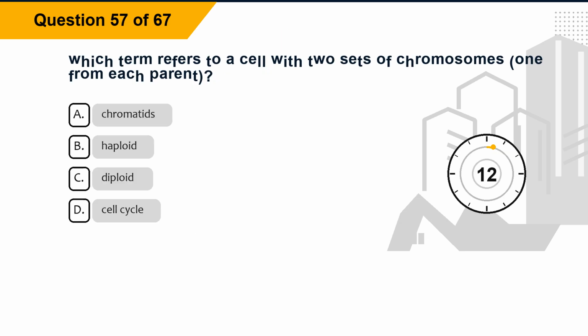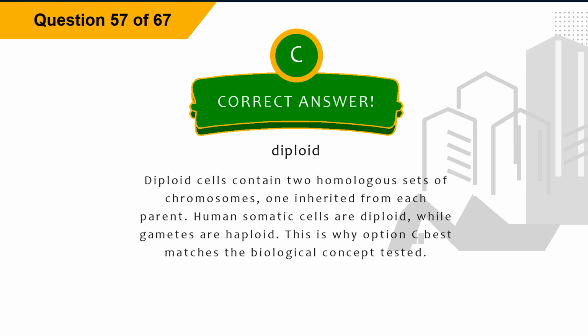Question 57. Which term refers to a cell with two sets of chromosomes, one from each parent? Option A, chromatids. Option B, haploid. Option C, diploid. Option D, cell cycle. The correct answer is option C, diploid.